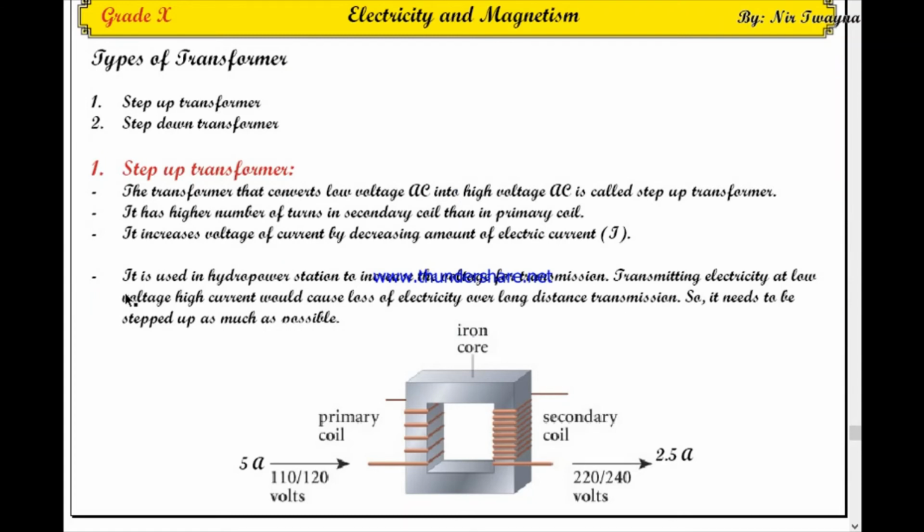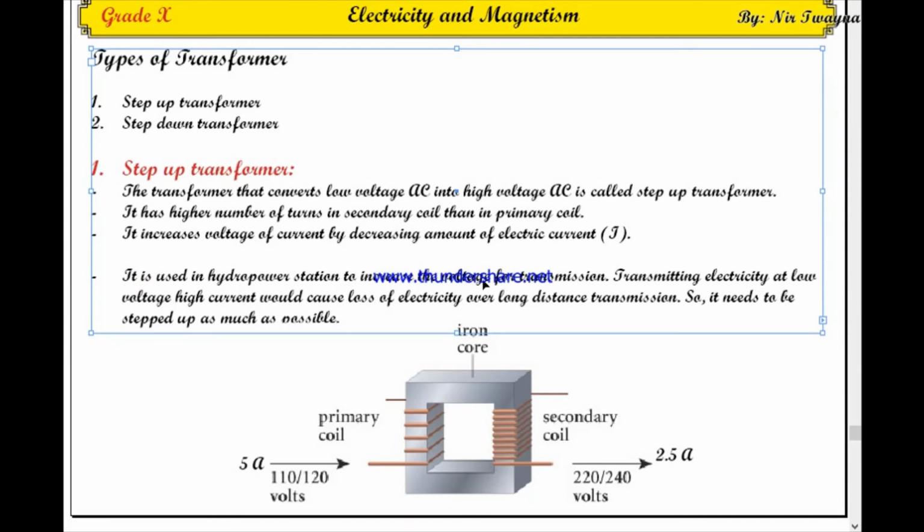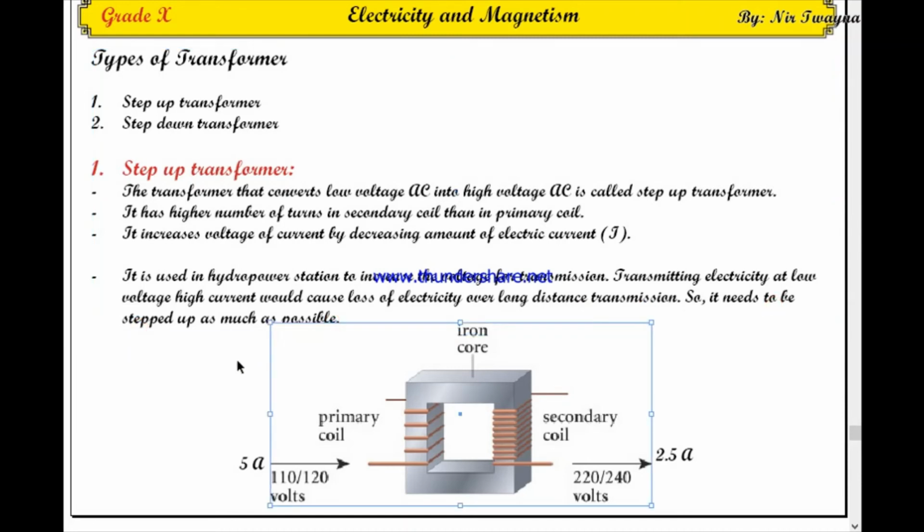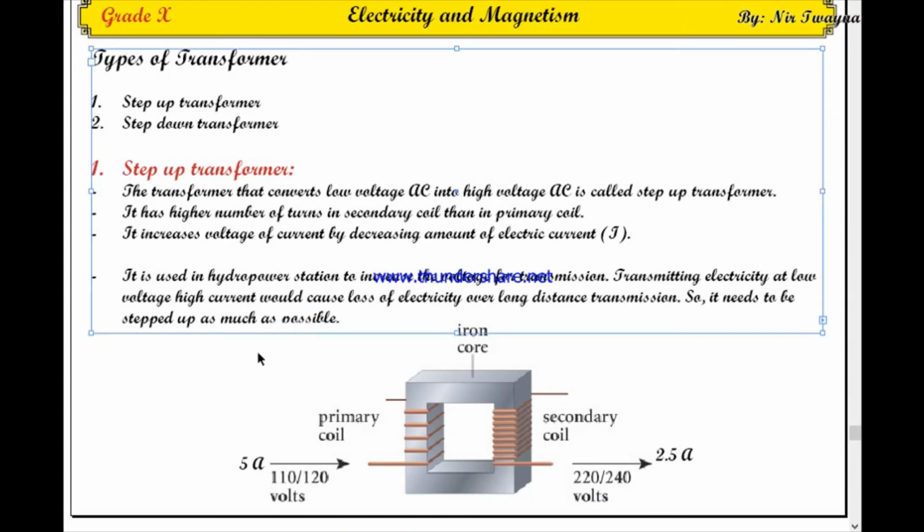Okay, where is it used? We have discussed it on our first page. Yes, it is used in hydropower station to increase the voltage for transmitting electricity. High current would cause loss of electricity over long distance transmission, so it needs to be stepped up as much as possible. Again, confusion up to here?